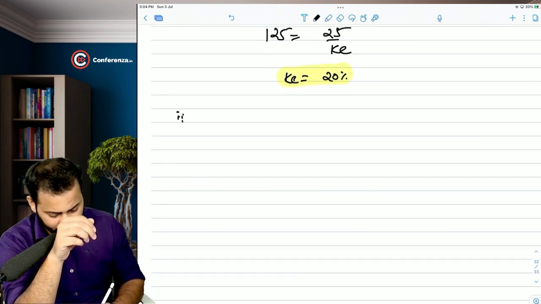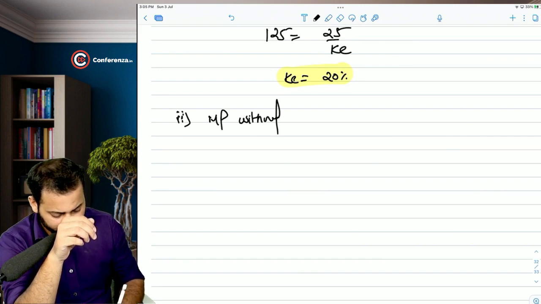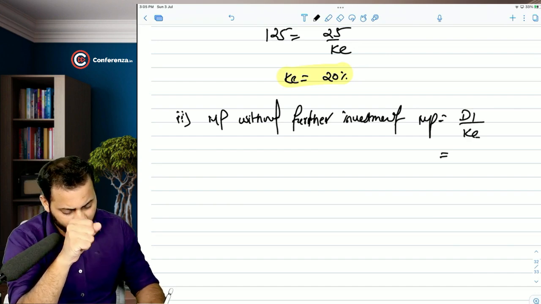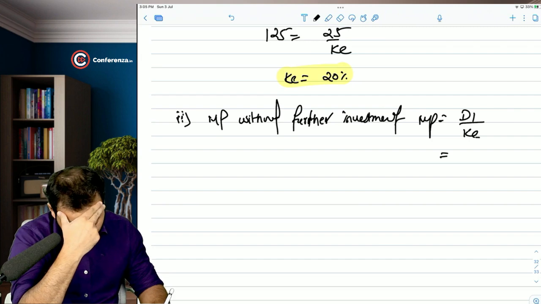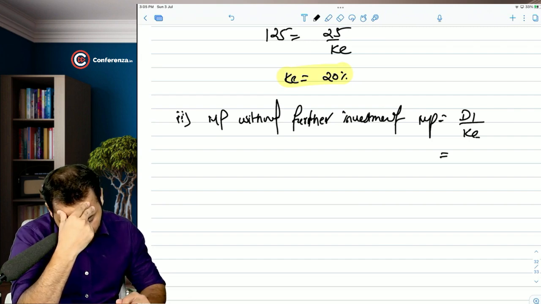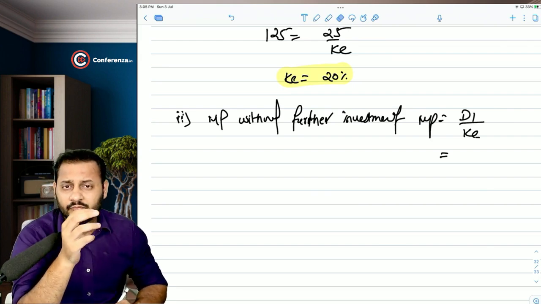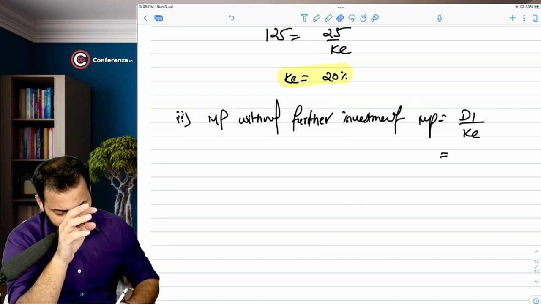Second, market price without investment. Market price is dividend divided by cost of equity. We have already calculated that, so we don't need it further. We can directly calculate the market price with investment.